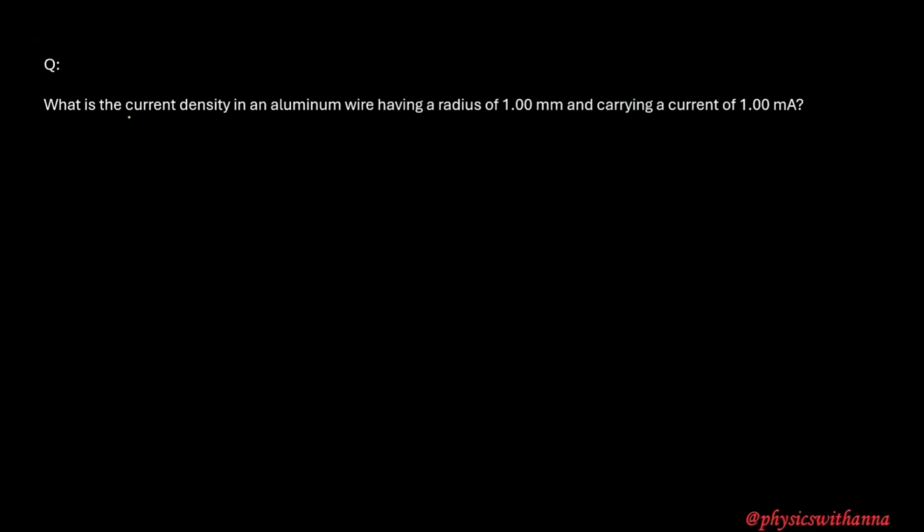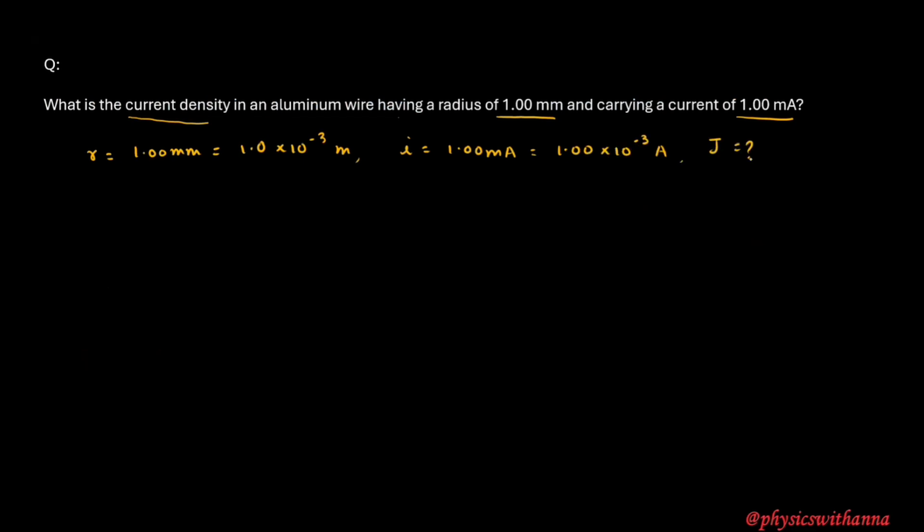First question says, what is the current density in an aluminum wire having a radius of 1 millimeter and carrying a current of 1 milliampere? So here in this question, we have a wire that has a radius r of 1 millimeter, which you can write as 1 times 10 to the power negative 3 meter. The current flowing through the wire I is 1 milliampere, which is 1 times 10 to the power negative 3 ampere. We need to find the current density J.